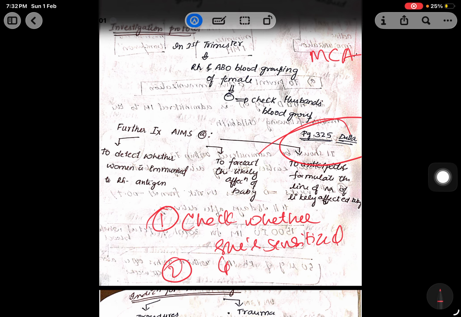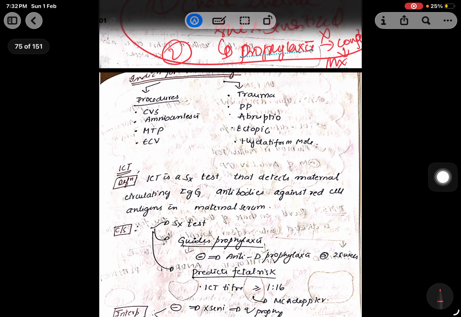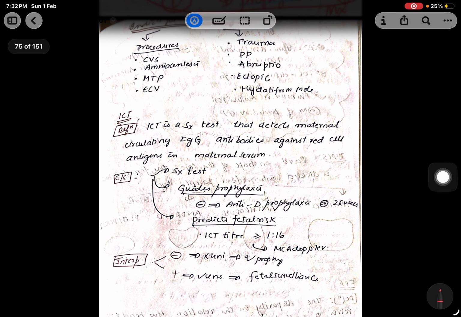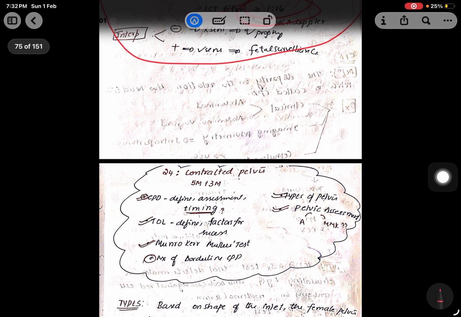Then if she is sensitized, check whether she has received prophylaxis. If not, check for complication. If complication is present, then how do you manage it? Based on this, we have the management protocol which we'll discuss. Again, the indirect Coombs test, where you will do all those things, is the major thing which you need to remember.